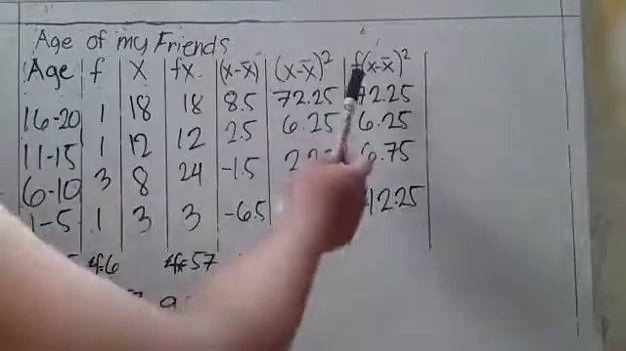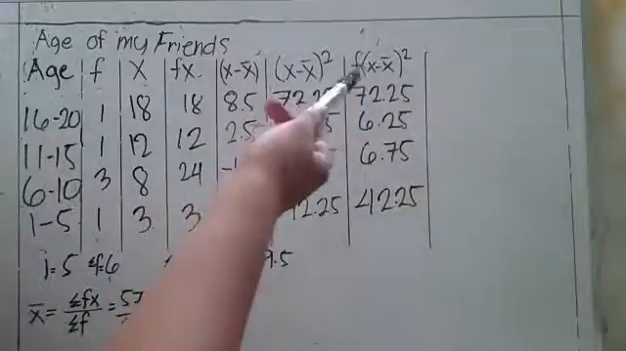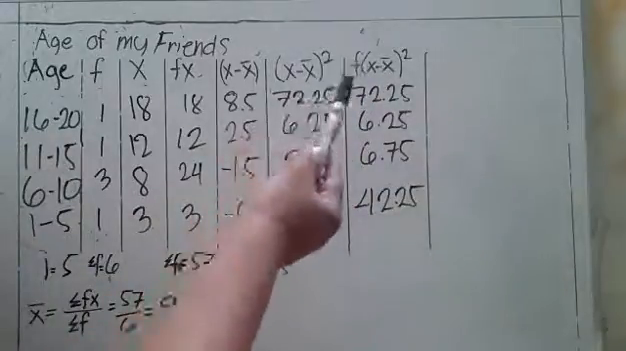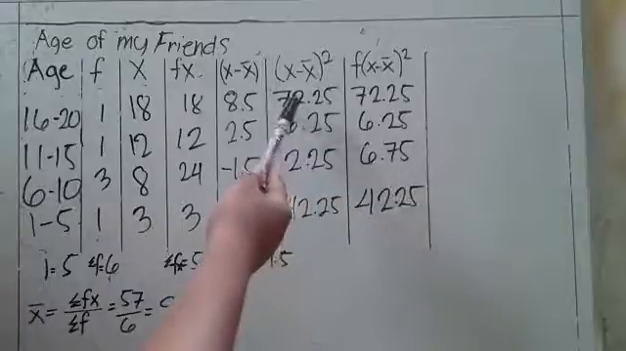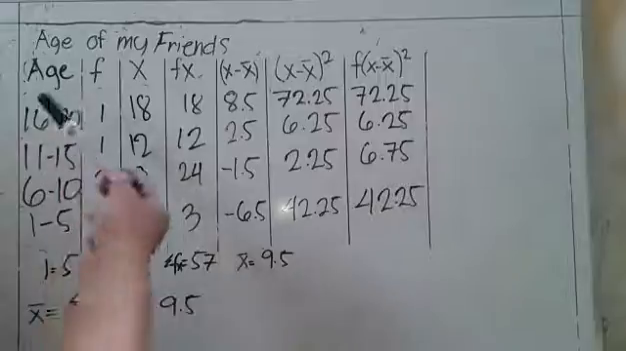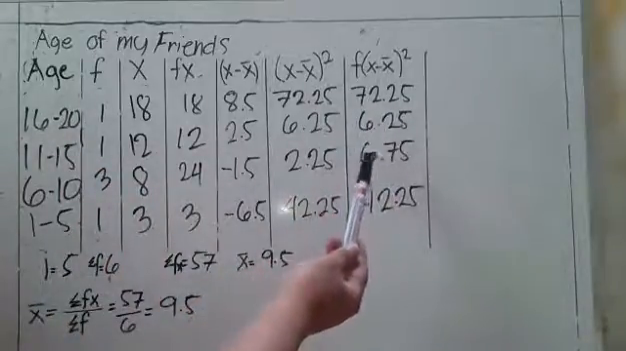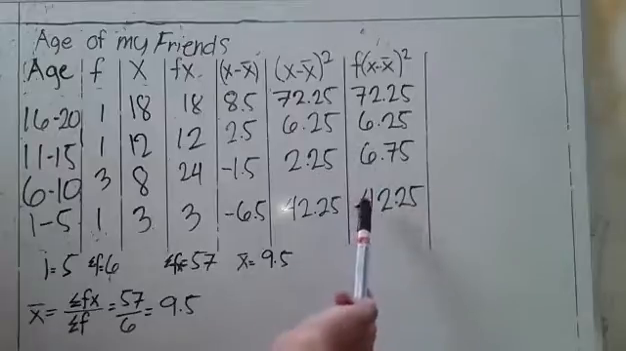To get this f times x minus x bar squared, just multiply these numbers here by the frequency, which is 72.25, 6.25, 6.75, and 42.25.